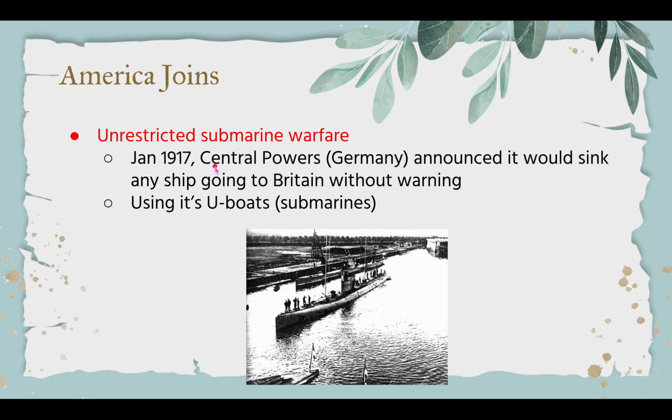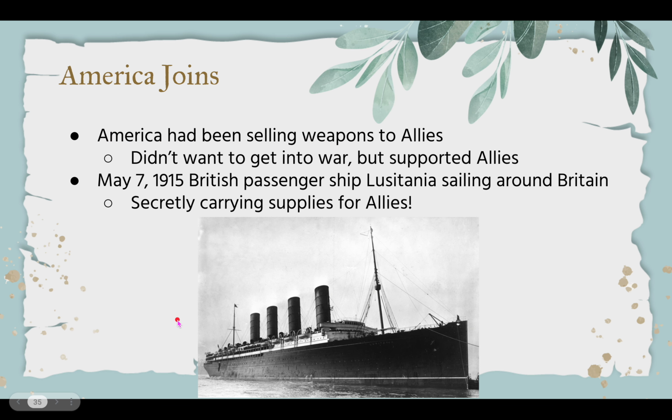In January of 1917, the Central Powers, including Germany, announced it would sink any ship going to Britain without warning, using its U-boats, which are a type of submarine. America had been selling weapons to the Allies. America didn't want to get into the war, but they wanted to support the Allies.